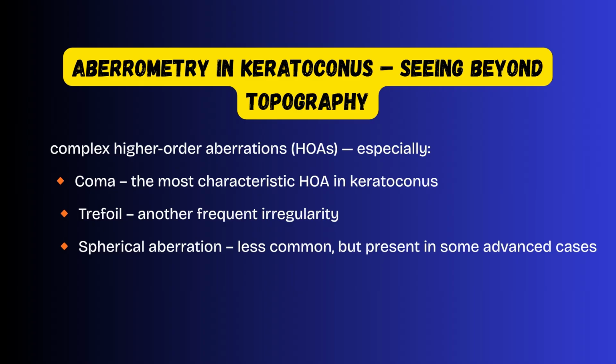Now, why is it important? Because aberrometry can detect early keratoconus even before topography shows changes, and it helps explain poor visual quality in patients with relatively good visual acuity.